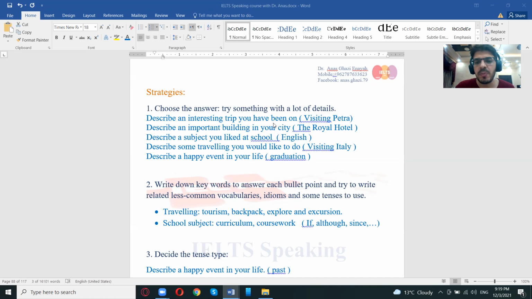When you are asked about a topic, try as fast as you could to just determine or to choose a topic to talk about. So for example, if you are asked to talk about an interesting trip, decide immediately what kind of trip. Actually, you should have done this a lot of times before the test. So maybe visiting Petra, for example. Describe an important building in your city, maybe the Royal Hotel.